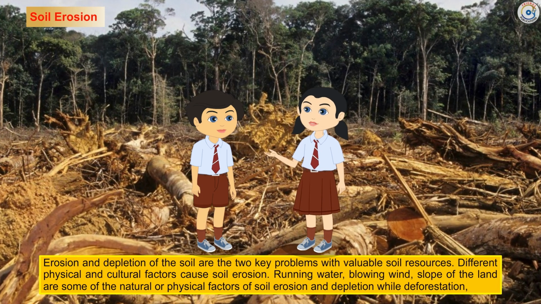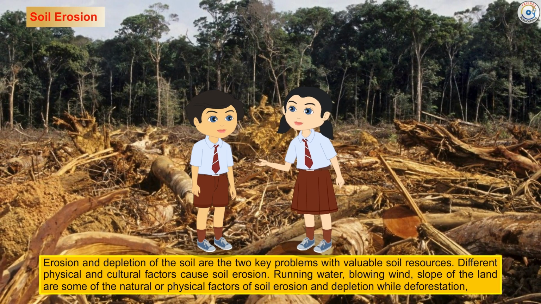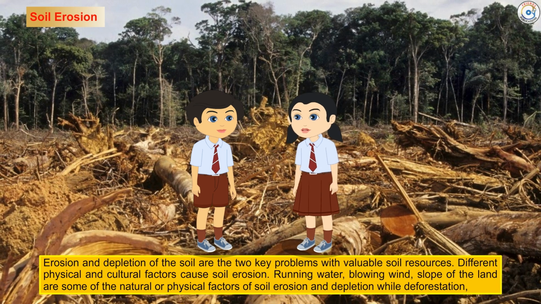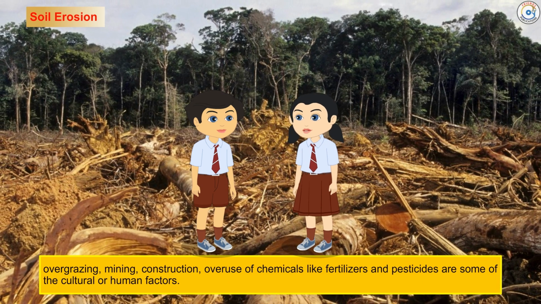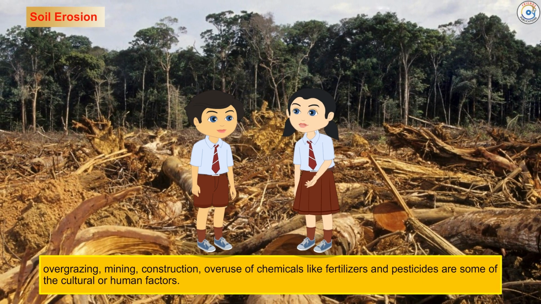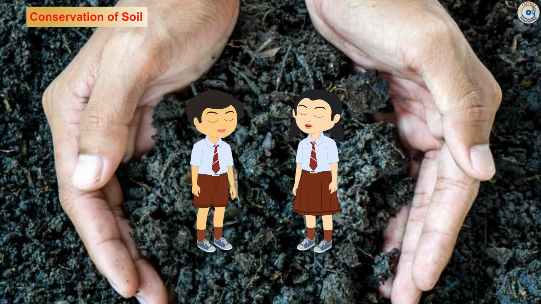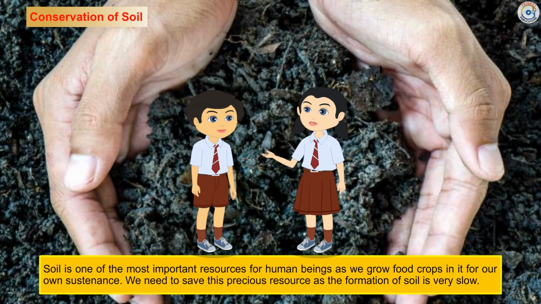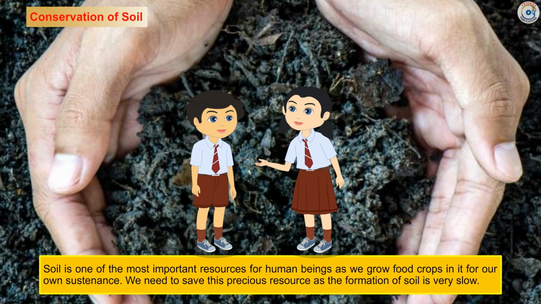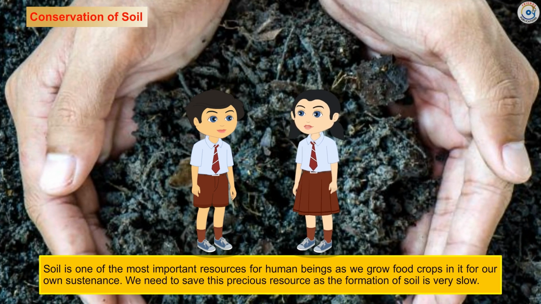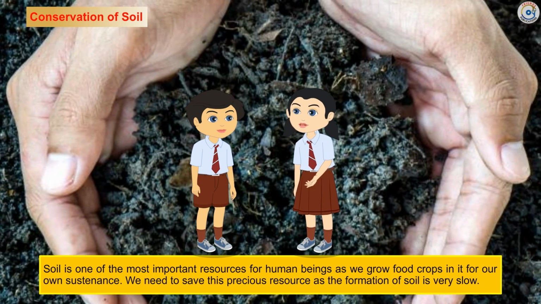Running water, blowing wind, slope of the land are some of the natural or physical factors of soil erosion and depletion, while deforestation, overgrazing, mining, construction, overuse of chemicals like fertilizers and pesticides are some of the cultural or human factors. Conservation of soil. Soil is one of the most important resources for human beings as we grow food crops in it for our own sustenance. We need to save this precious resource as the formation of soil is very slow.